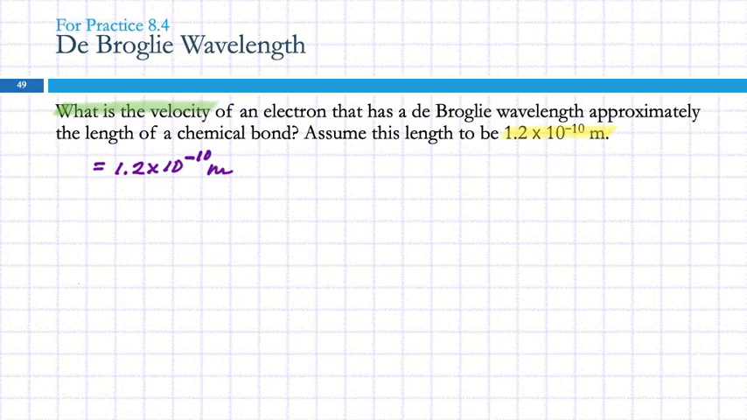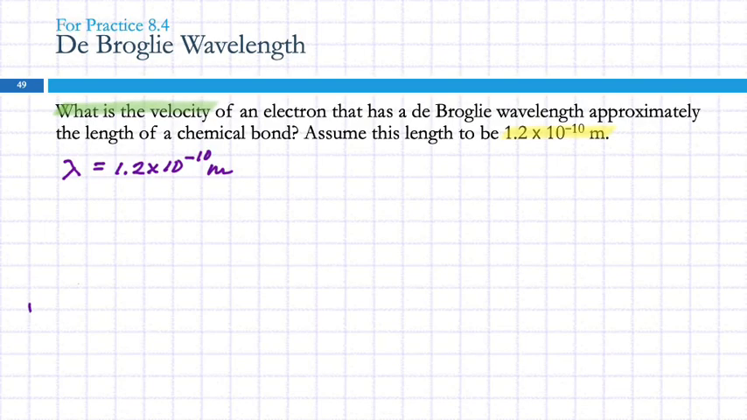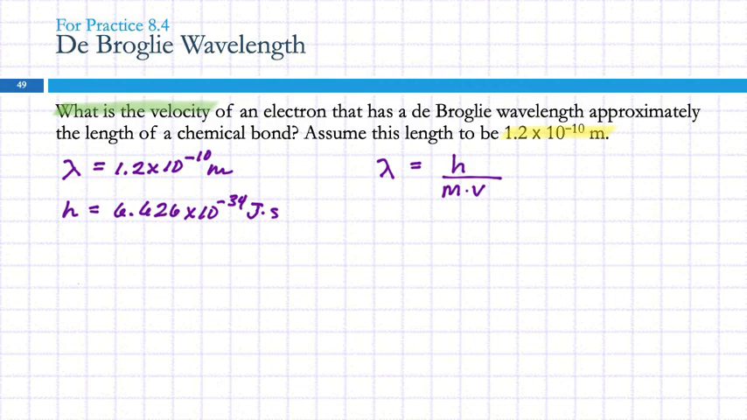They could have just come out and said, it's got this wavelength. But I don't know why they do that. So we've got the wavelength, and we're trying to find the velocity. This is when we're going to need this equation here. So the wavelength is equal to h over m times v. And h is that funny number, 6.626 times 10 to the minus 34 joules times seconds. And we've got wavelength is equal to Planck's constant over the mass times the velocity. And that velocity is what we're trying to find. We've got the wavelength, we've got h, we're trying to find v. What are we missing?